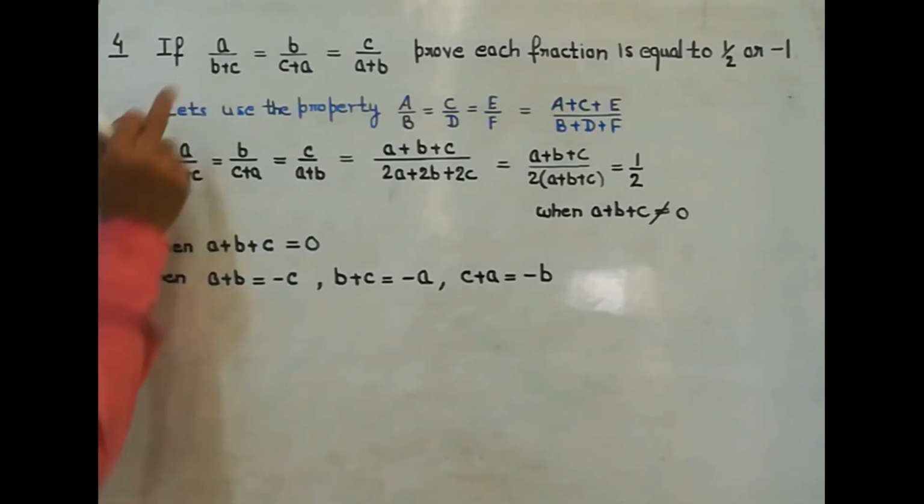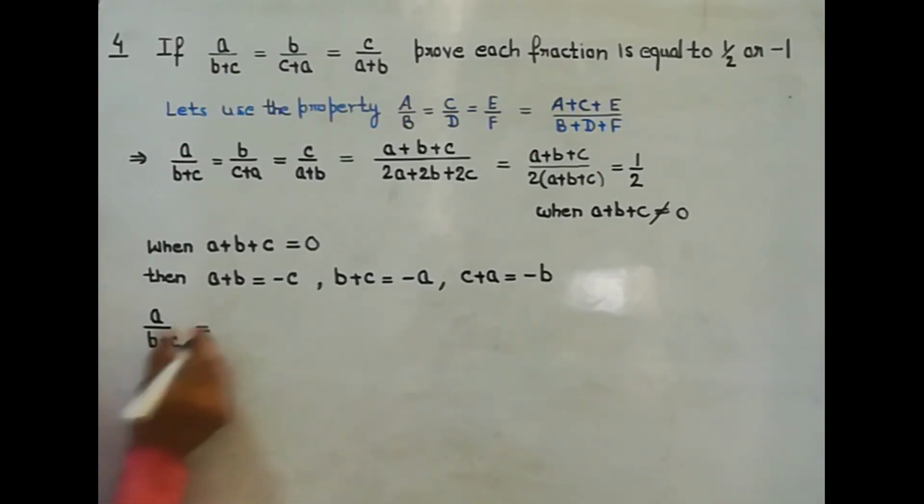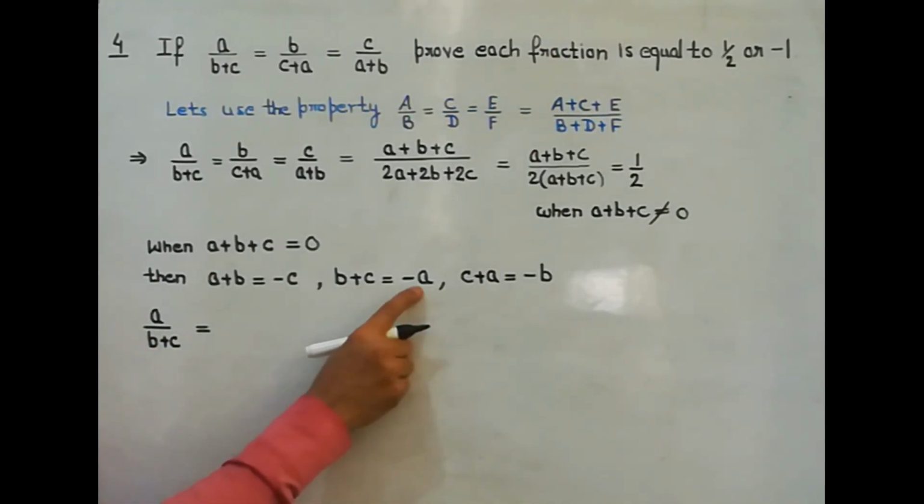Now consider the first ratio, A upon b plus c. Now in this ratio, this b plus c you can see can be replaced by minus a.